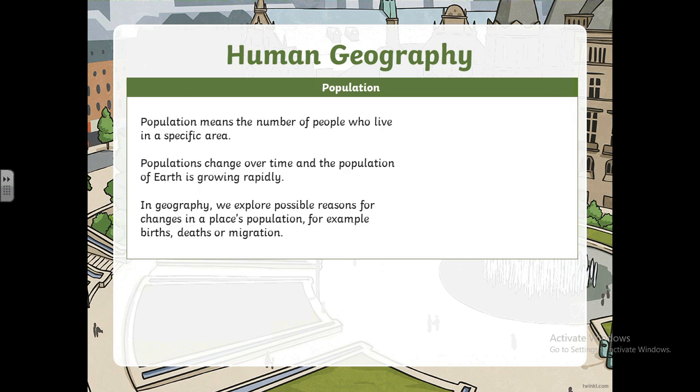Population means the number of people who live in a specific area. Populations change over time, and the population of Earth is growing rapidly. In geography, we explore possible reasons for changes in a place's population, for example, births, deaths, or migration. Migration is where people move from one place to another.